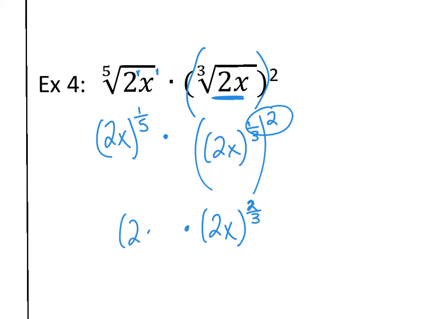So now I've got 2x to the 1/5 times 2x to the 2/3. And when we're multiplying, we look for the same base, right? And we have that, right? Yeah. So we can keep that. And then we do what with those exponents? Add them, right? So 1/5 plus 2/3. 1/5 plus 2/3. 13/15. Okay.